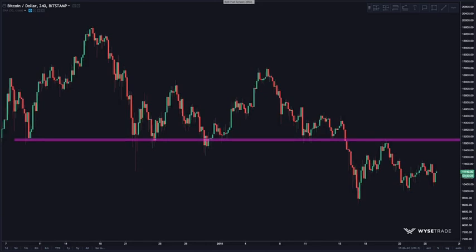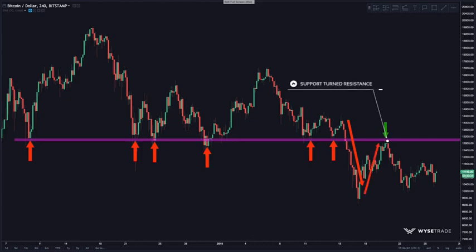As you can see, the 6 rejections of this area before finally breaking through because of the heavy selling pressure. As we previously showed you, after price breaks support, that support now becomes resistance. And we almost have a picture perfect trade here. Price pulls back, rejects this new resistance before continuing the downtrend, which would have been an A+ short trade.